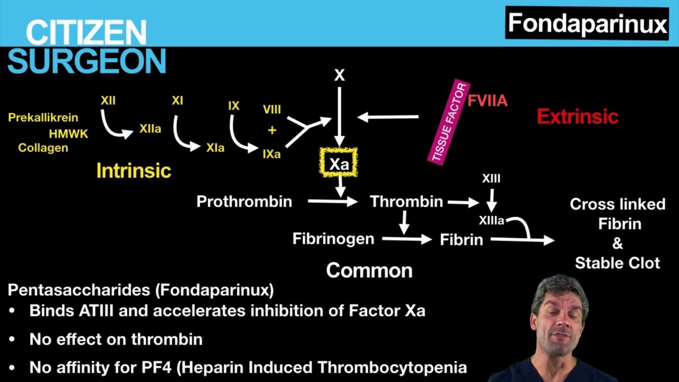Another drug with a similar mechanism of action is Fondaparinux, so these are the pentasaccharides. This has specific binding of antithrombin 3 to inhibit factor 10A. So again, specific to factor 10A, doesn't affect thrombin. And in addition, it's not an antigen for platelet factor 4. Platelet factor 4 is an antigen that is implicated in heparin-induced thrombocytopenia. So when you're giving heparin, you get thrombocytopenia and actually increased risk of both bleeding and clotting.